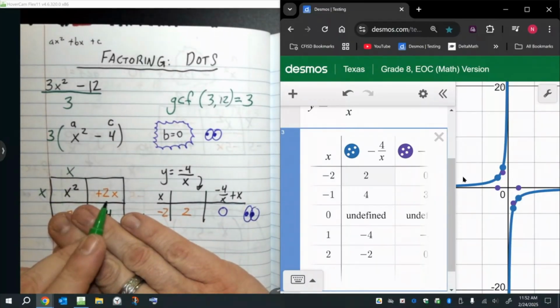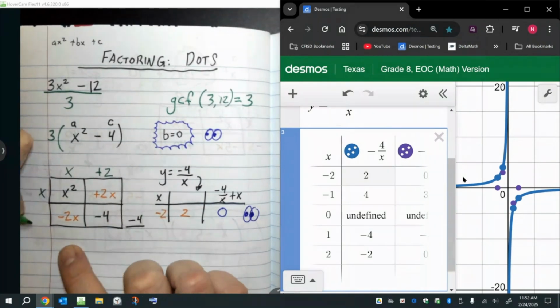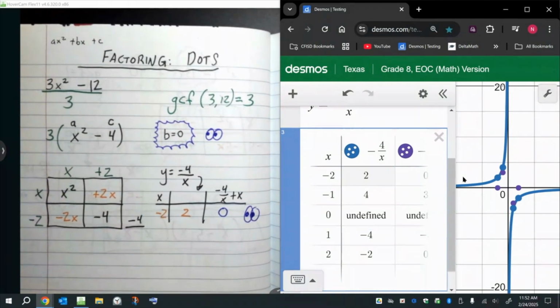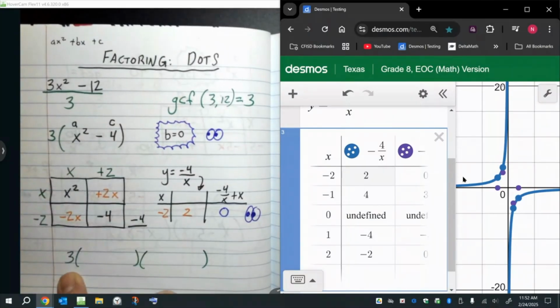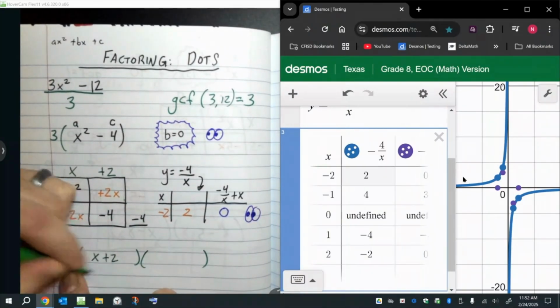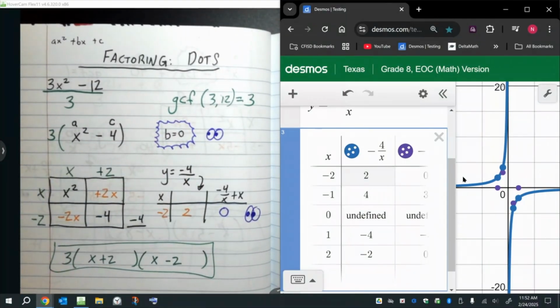I look at it this way. x times what has to give me 2x? Oh, that has to be plus 2. This has to be minus 2. So my final answer is 3, and then in parentheses, I have x plus 2, x minus 2. And that is my answer.